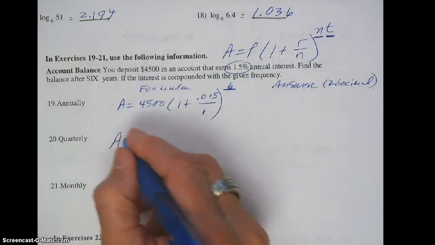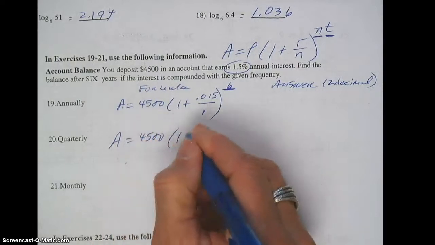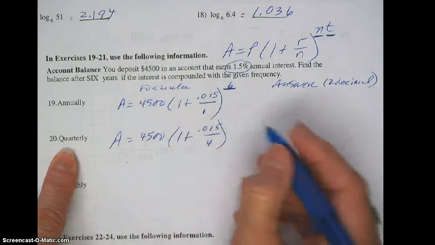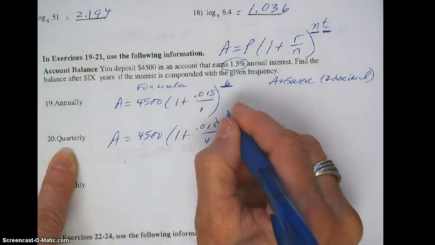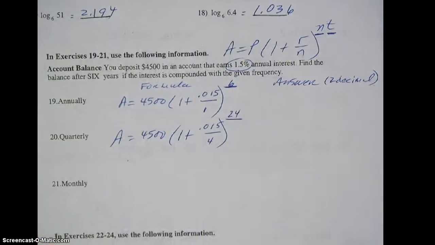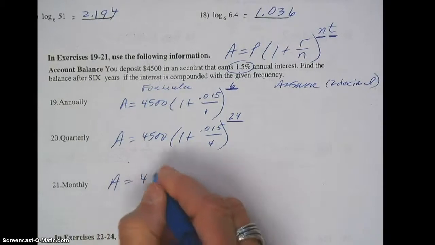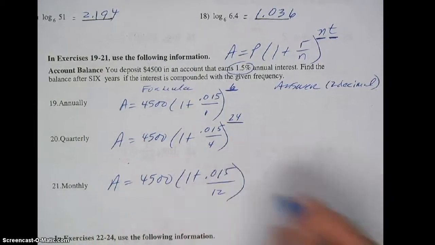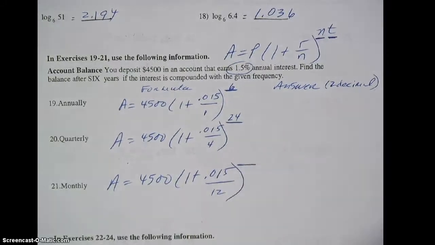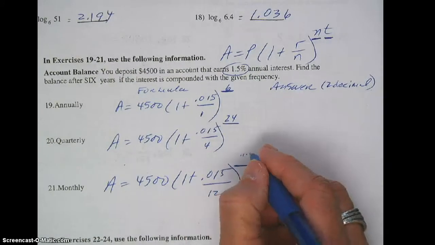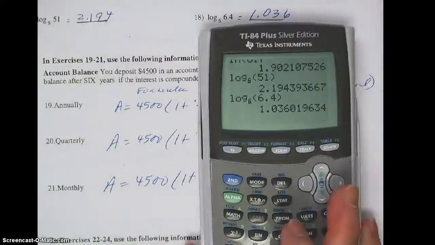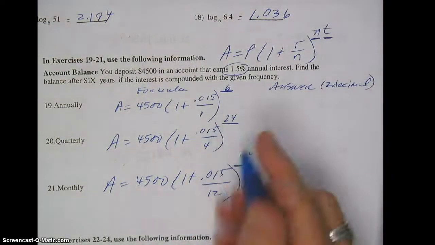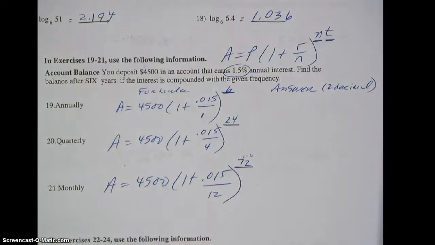Okay. A equals 4,500 times 1 plus... if we're compounding quarterly, that would be 4 times a year, and 4 times 6 would be 24. Monthly, A equals 4,500 times 1 plus 0.015 raised to 12, and then the power would be 12 times 6. So again, you might want to use your calculator. 12 times 6, we would actually raise this to the 72nd power.